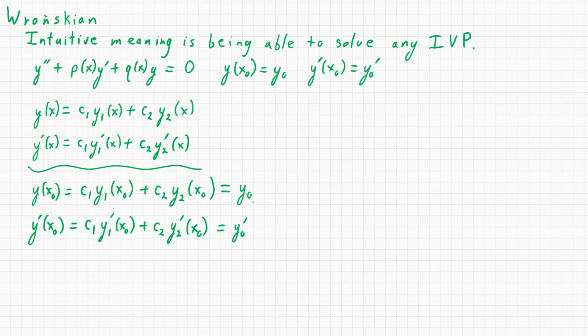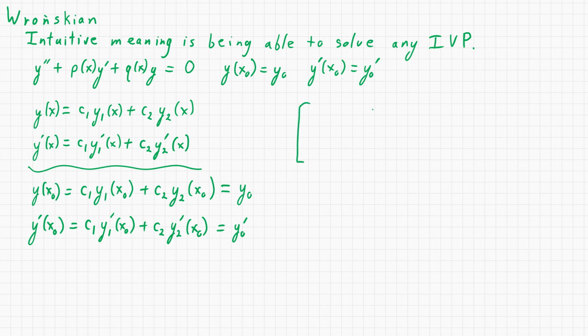Now the thing is, we can actually write this as a matrix equation. So here, when we have the function y sub 1, and we evaluate it at a number, it's going to be a number. Y sub 2 evaluated at a number x naught is going to be a number. And y sub 1 prime evaluated at x naught is going to be a number. Y sub 2 prime evaluated at x naught is going to be a number. The things we don't know are c1 and c2. Right, two equations, two unknowns. We have c1 times a number plus c2 times a number equals a number. In the next equation, we have c1 times probably a different number plus c2 times probably a different number equals a different number. We can write this as a matrix equation.